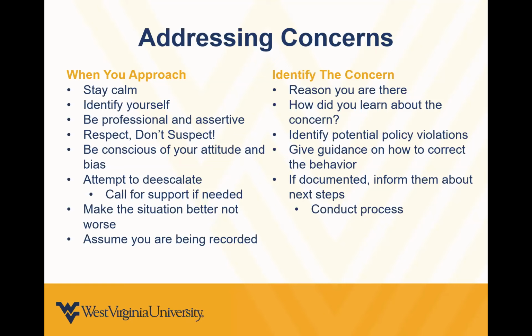Identify the concerns. When there's an issue, you will speak to the involved individuals and explain why you're there. While doing so, you should identify how you learned about the issue. If it's a policy violation, you should identify the policy and explain why our community has this policy. Next, you should give guidance on how to correct the behavior to keep it from happening again. Finally, you should inform the student that the incident will be documented. And you should discuss next steps as it relates to any potential conduct process.